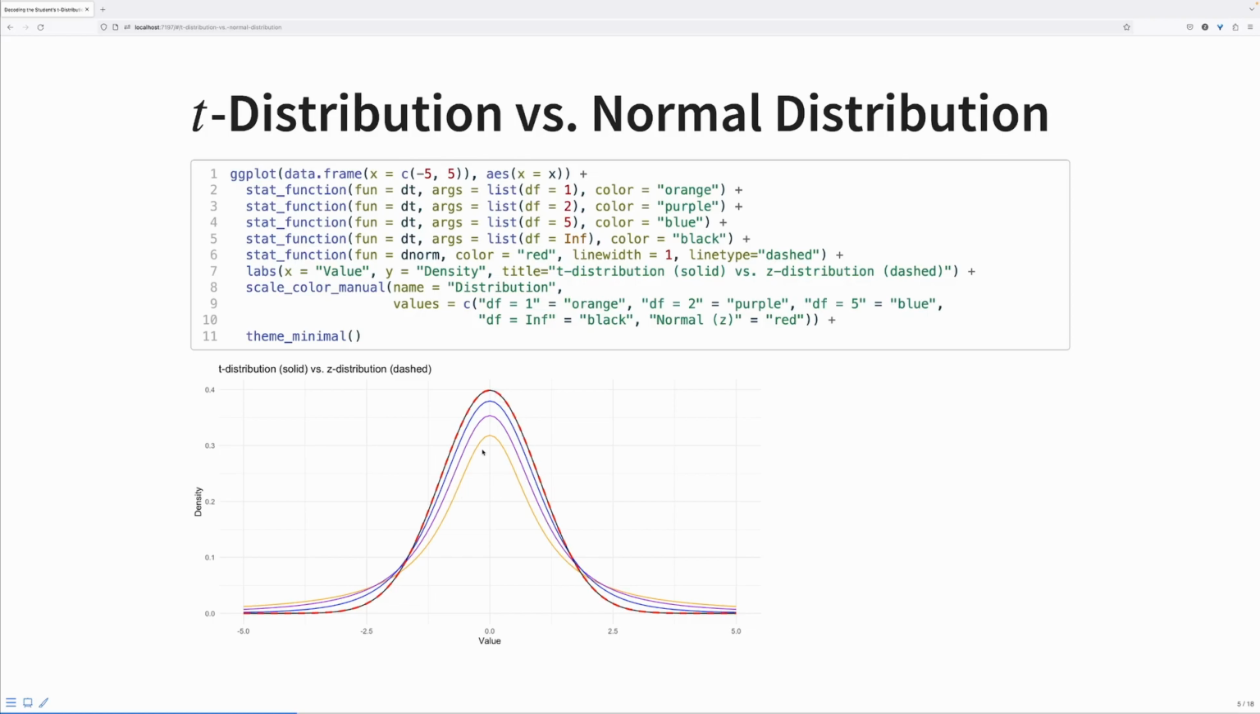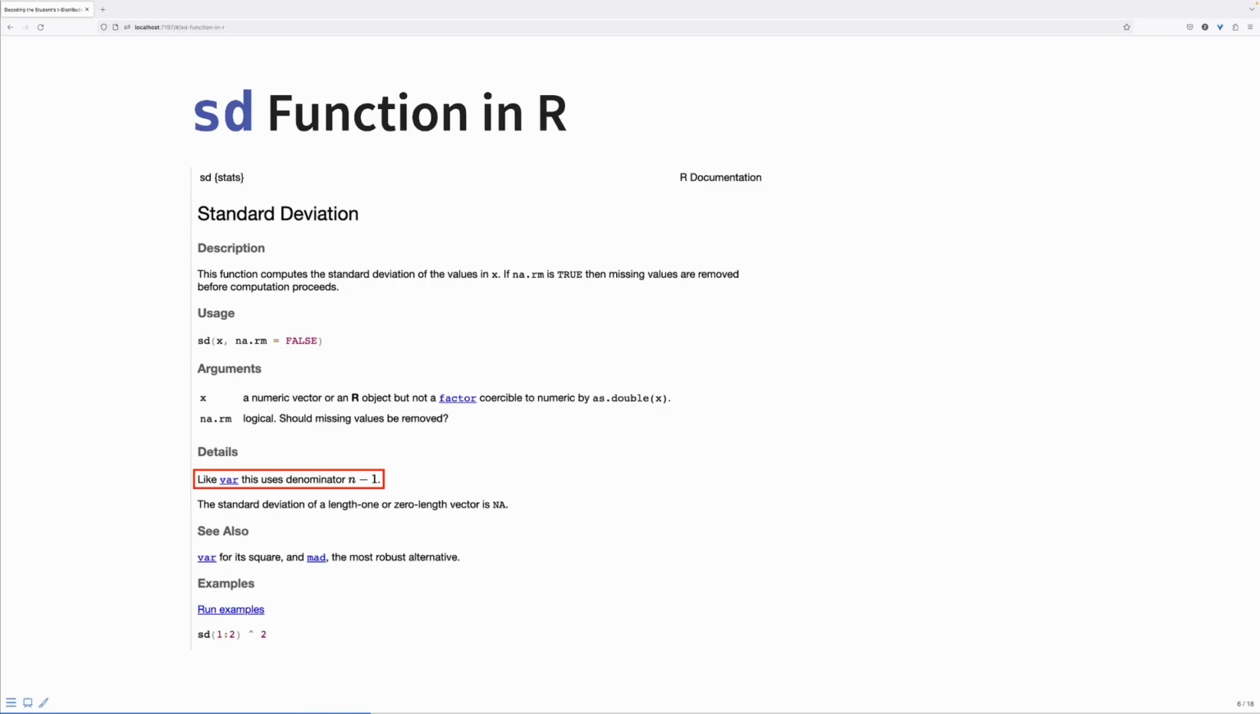As you can see, t-distributions with lower degrees of freedom have a lower peak and heavier tails. As the sample size increases, leading to a greater number of degrees of freedom, the t-distribution gradually converges to the z-distribution. This is because larger samples give us a better estimate of the population standard deviation. One thing I want to mention here is that the sd function in R uses the denominator n-1.